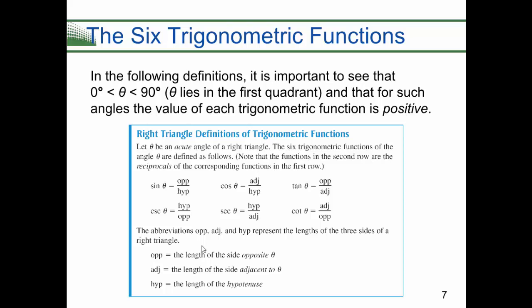Sine is opposite over hypotenuse, where cosecant is hypotenuse over opposite. Cosine is adjacent over hypotenuse, where secant is hypotenuse over adjacent. Tangent is opposite over adjacent, where cotangent is adjacent over opposite. The abbreviations OPP, ADJ, and HYP represent the lengths of 3 sides of the right triangle: the opposite, the adjacent, and the hypotenuse. So using these 3 sides, you can find all of these ratios.